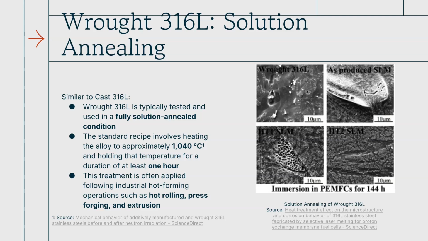Now let's move on to Wrought 316L stainless steel. The Wrought 316L is very similar to cast 316L, where it also utilizes solution annealing for the manufacturing process. For example, it's typically tested and used in a fully solution annealed condition, and it also sits at 1040 Celsius for at least 1 hour. This treatment is often applied following industrial hot forming operations such as hot rolling, press forging, and extrusion. Here is a diagram of the Wrought 316L during the solution annealing process.